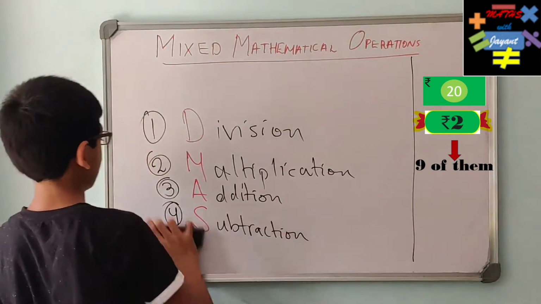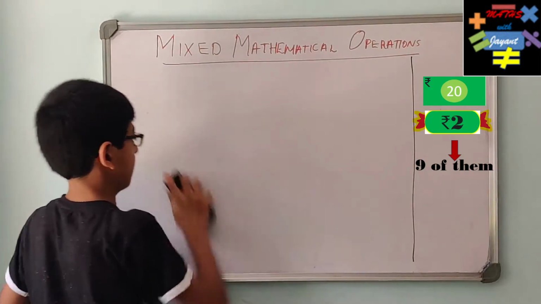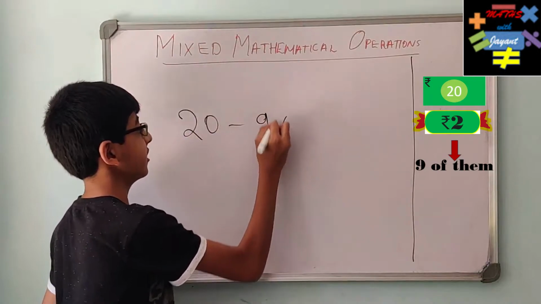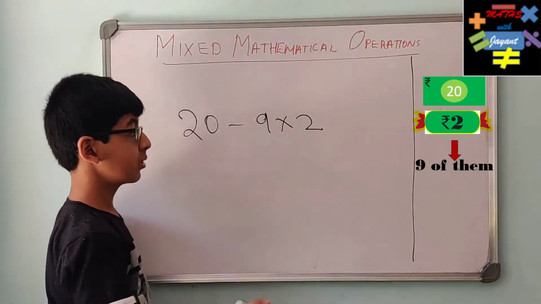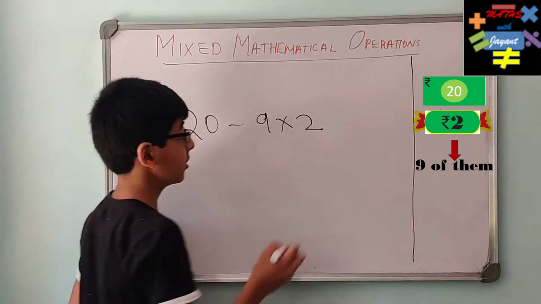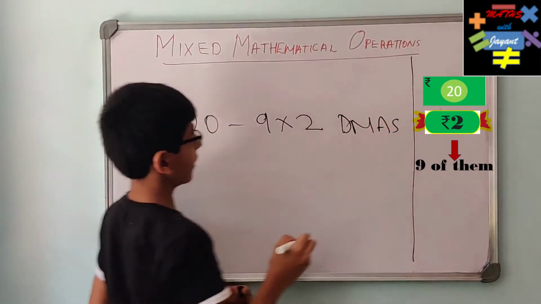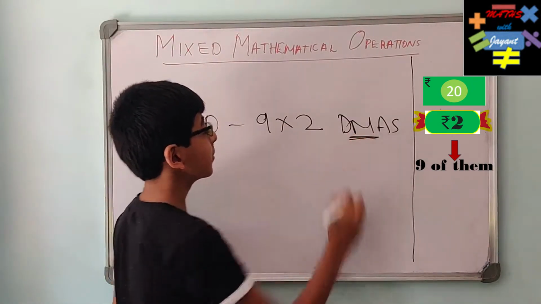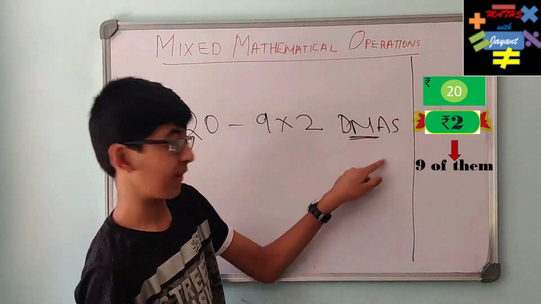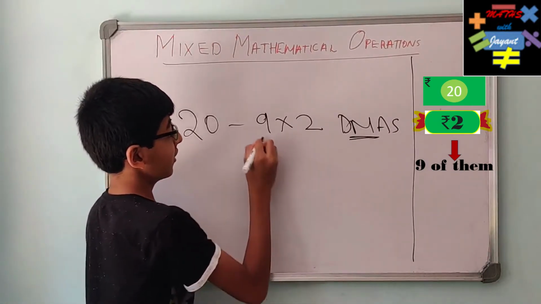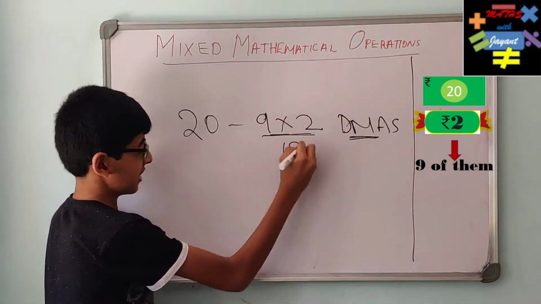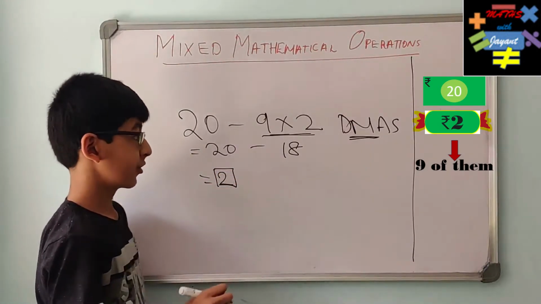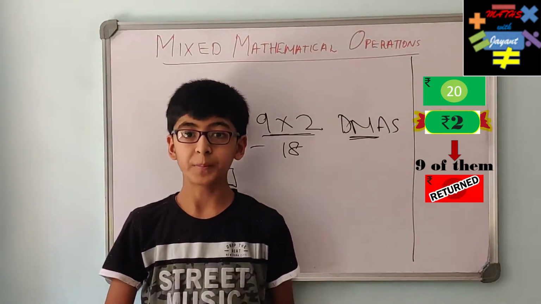So now let us solve the question again. Our question was 20 minus 9 into 2. So how do we solve this? We need to follow the DMAS rule. There are two operations in this, subtraction and multiplication. We are supposed to do multiplication before subtraction, because in DMAS, M comes before S. So we are going to solve multiplication first. 9 into 2 is going to be 18. And now 20 minus 18 is going to give us 2. So the shopkeeper is going to return 2 rupees to us.